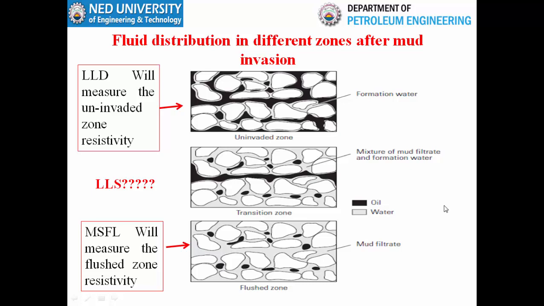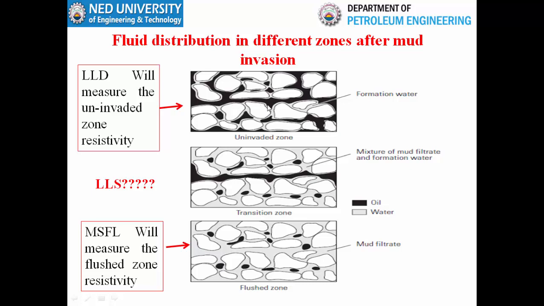We know that in the permeable hydrocarbon bearing zone, because of the mud invasion, we have different fluid distribution in different zones. In the near wellbore zone, which is called the flush zone, the majority of the pore space is occupied by the mud filtrate, and we have only the residual oil saturation. In the transition zone, we have a mixture of mud filtrate, formation water and hydrocarbon. And in the uninvaded zone, we have the majority of the hydrocarbons plus some of the connate water.